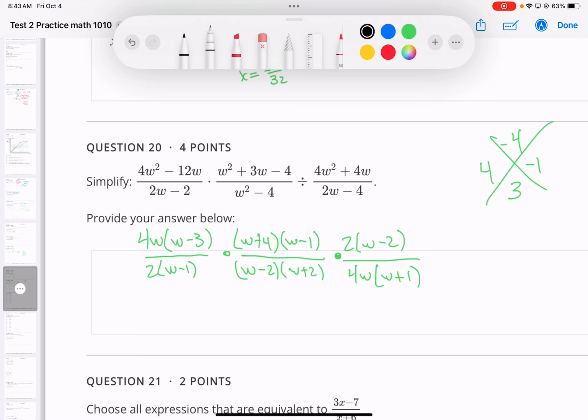Okay, this is honestly my favorite thing to do in math. Get rid of those things. I love getting rid of things.